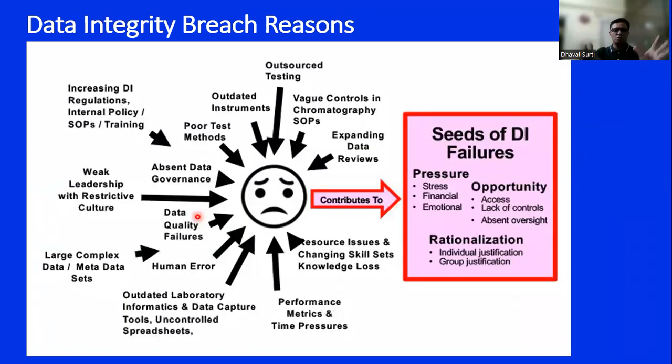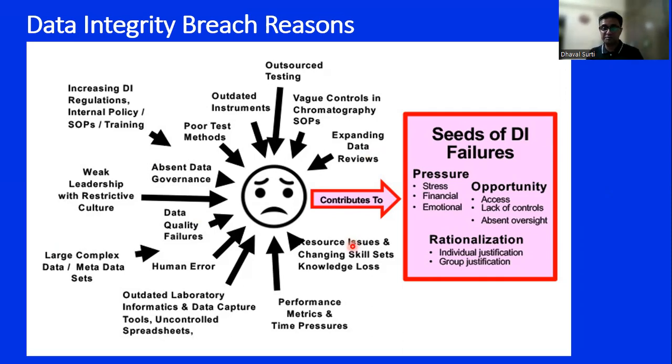Now, overall scenario, what are the reasons? Increasing DI regulations, internal policies, training, weak leadership, large or complex data or metadata states, human error, outdated laboratory informatics and tools, absence of data governance within the company, poor test method, outdated instrument, outsourced testing. Sometimes testing is outsourced to get the passing result. Vague control in chromatography, expanding or multiple data reviews, resource issues and changing the skill set.